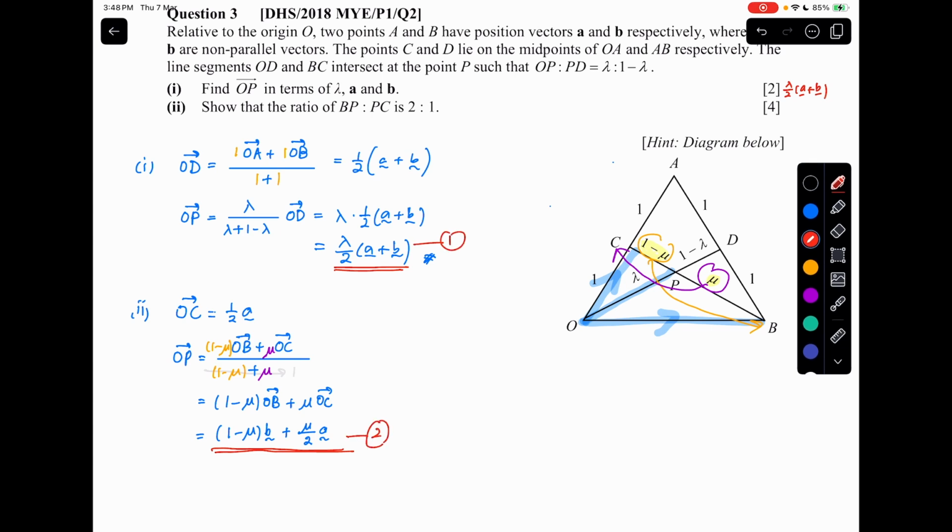What we are going to do now is compare the components of A and B, so comparing vectors. For vector A, the first component is going to be lambda over 2. The second one is going to be mu over 2. So technically speaking, lambda is equal to mu. Now for vector B, on the left it is going to be lambda over 2. On the right hand side, it is 1 minus mu. So I'm going to sub this in and try to solve. Because I'm looking for mu directly, I will just replace this with mu over 2 equals 1 minus mu.